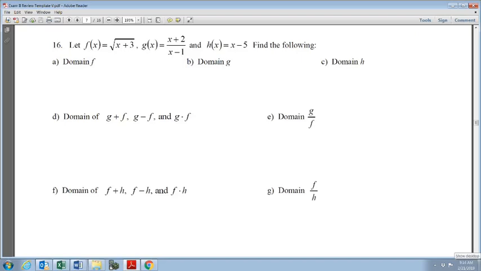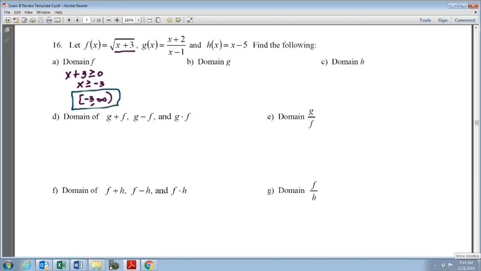So we're supposed to be finding domain here. So domain of f, we know that with radical functions and rational functions, we're going to have a restriction on our domain. So at square root of x plus 3, we want to set x plus 3 to be greater or equal to 0. And when we solve for x there, we get x is greater or equal to negative 3. So the domain is negative 3 to infinity.